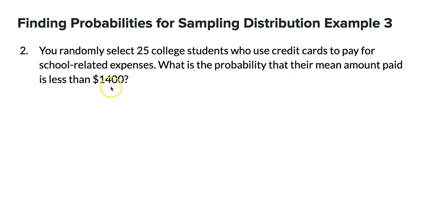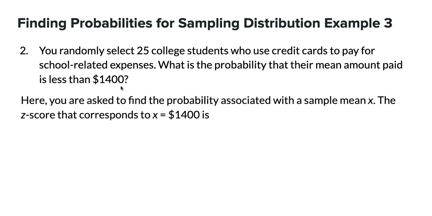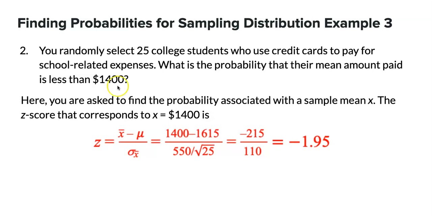Who used credit card to pay for school-related expenses, what is the probability that their mean amount paid is less than 1400? Now, it sounds about exactly the same as the first one that we did. But in this case, your standard deviation, or the standard error, needs to be 550 divided by square root of 25. Because when they tell you that the sample size is 25, we're looking at a sampling distribution, not a certain value. So if you do that, the z-score came out to be negative 1.95.